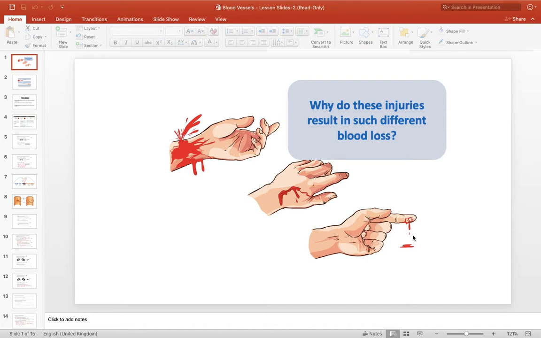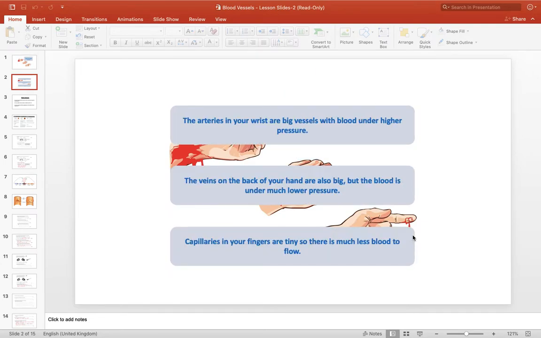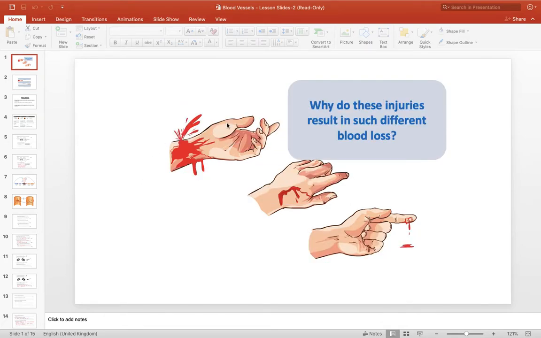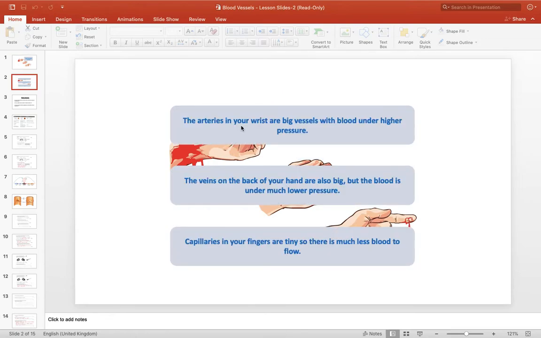Okay, so you should have paused the video and had a thought about this question that's currently on the board. Now, the reason that we get different blood loss is because the first one, where blood is spurting out, the person has cut an artery. And arteries are big blood vessels that pump blood under high pressure.